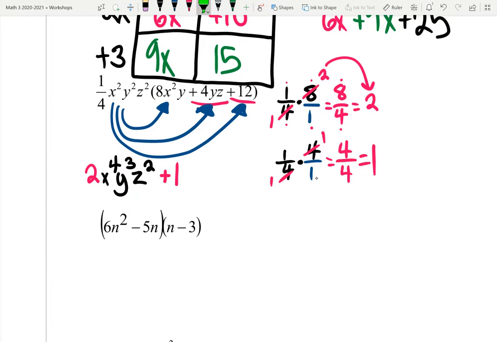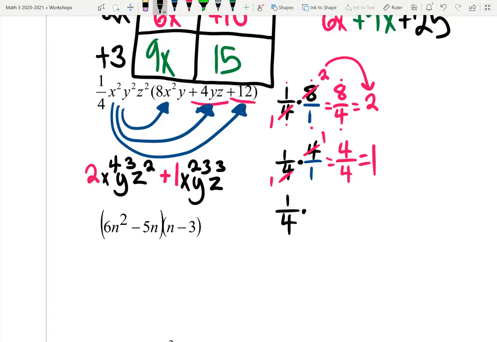Now I have to count. How many x's? 2 and none in here. So x squared. How many y's? 1, 2, 3. How many z's? 1 here, 2 here, z to the 3.